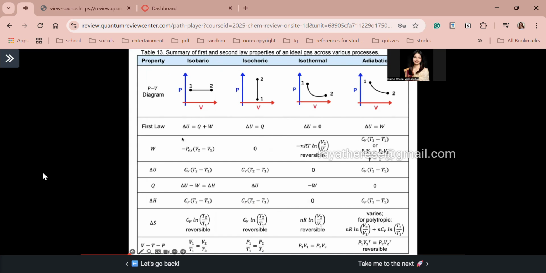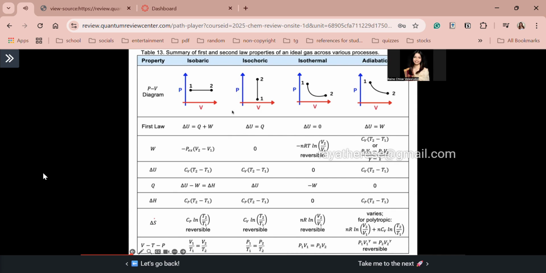Okay. So guys, when we say isobaric, ito yung mga first law, work, delta U, Q, delta H, and delta S, as well as VTP equations niya. Okay? Ganun din for isochoric, isothermal, and adiabatic. Okay? So guys, kailangan ma-memorize natin to. I know mahirap, pero as long as gets natin yung derivation or yung reason, at the very least, bakit ganito yung mga equations, then guys, kayang-kaya nyo yan. Okay? You have a lot of time to memorize these. So guys, we will just look at here the delta S equations.